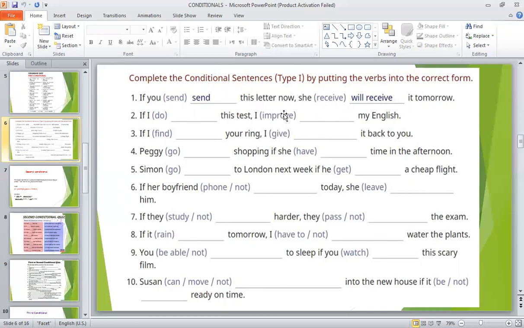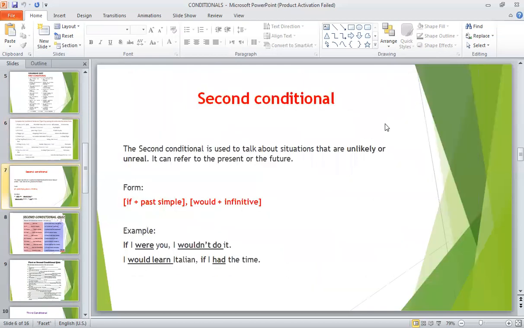If you send this letter now, she will receive it tomorrow. So if I do this test, I'll improve my English and so on. Of course, easy exercise. Second conditional.